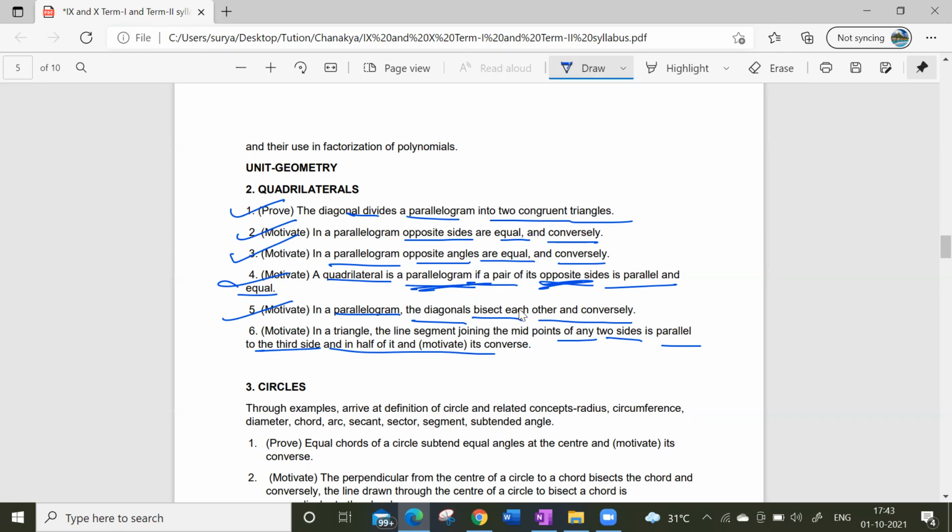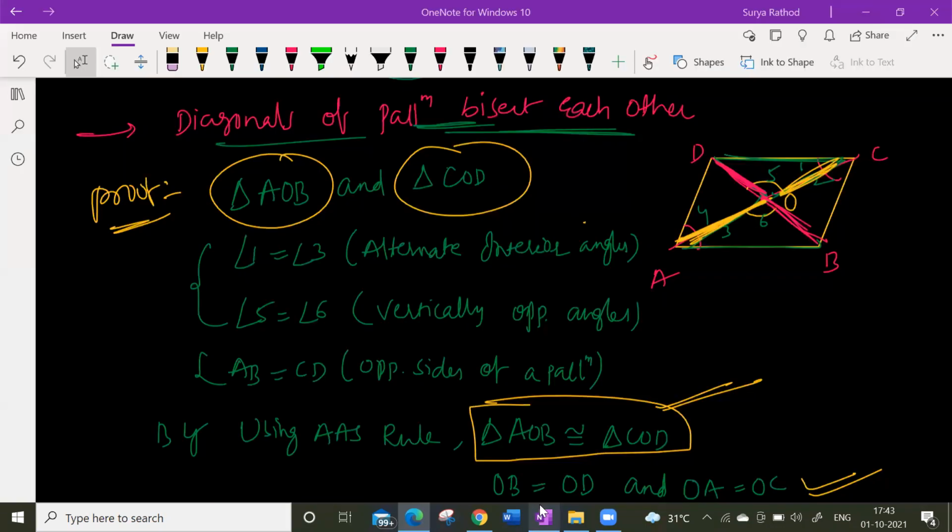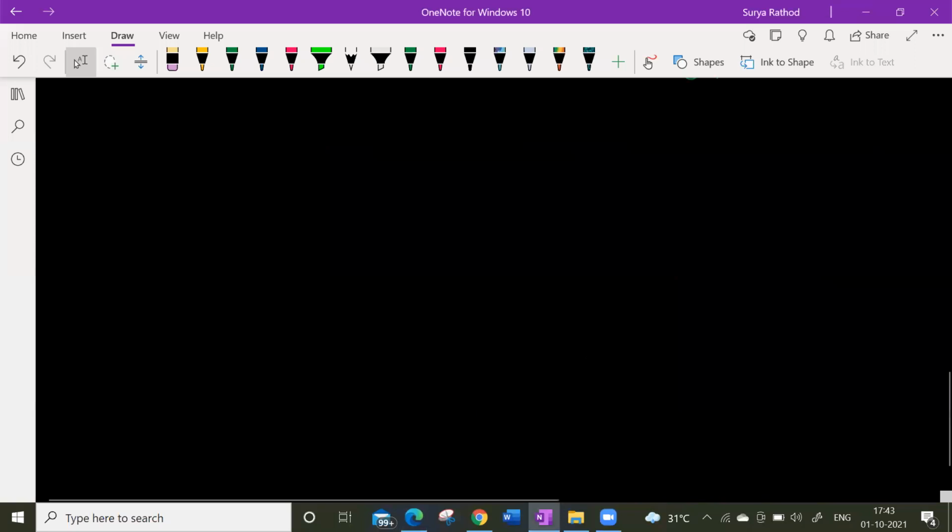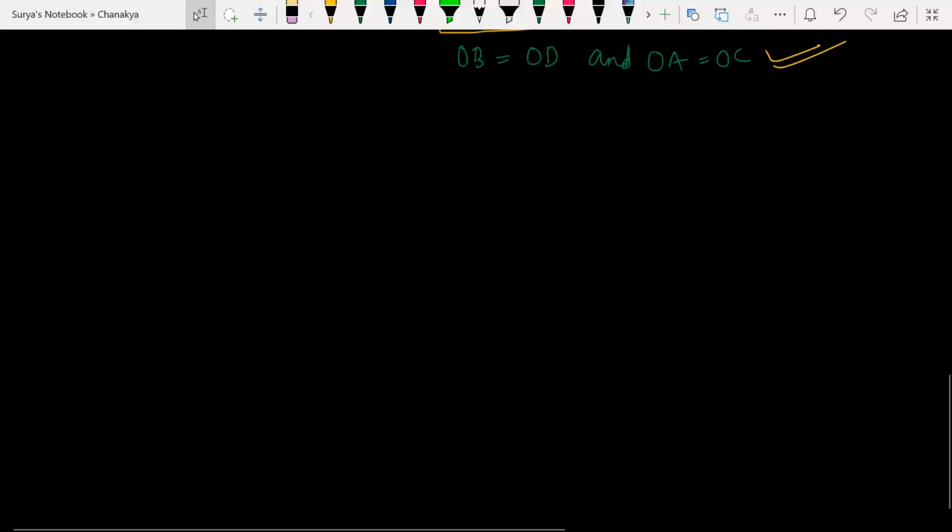Next, in a triangle, the line segment joining the midpoints of any two sides is parallel to the third side and half of it. It is a converse. Okay, look at this. Next, whatever the syllabus is given, we will try to learn that.